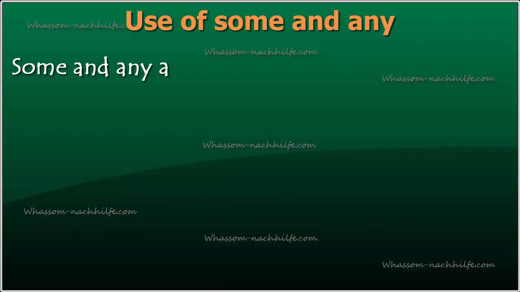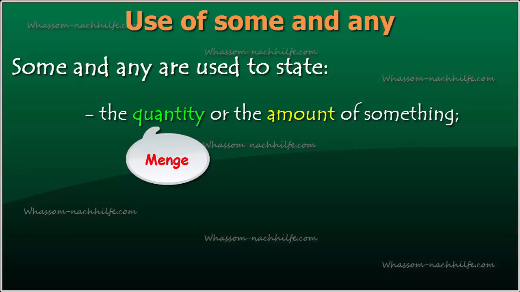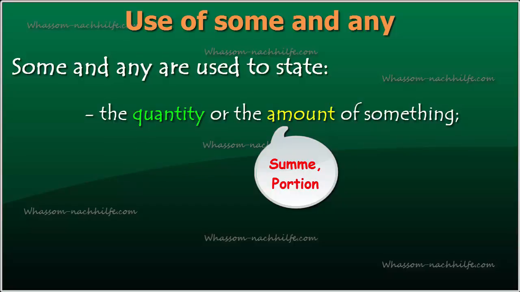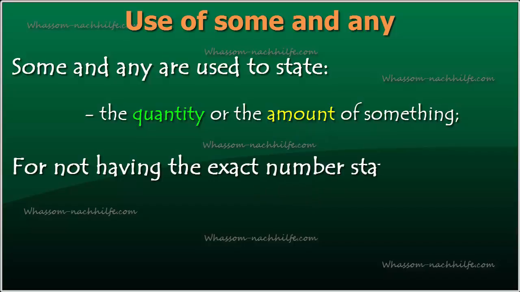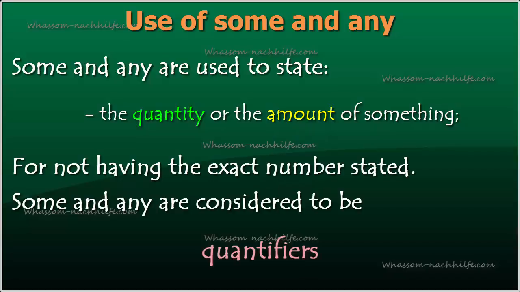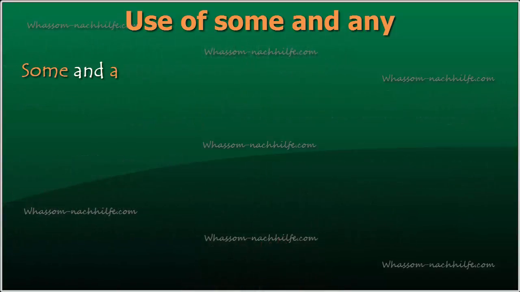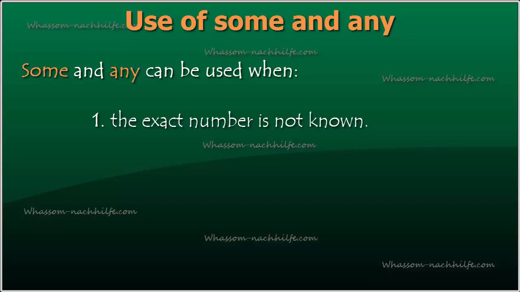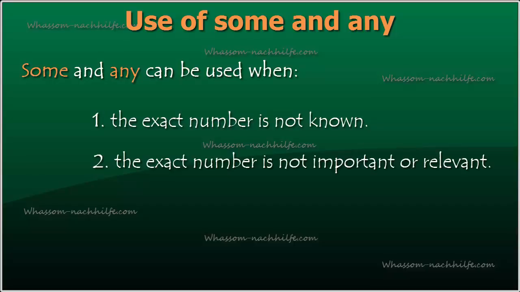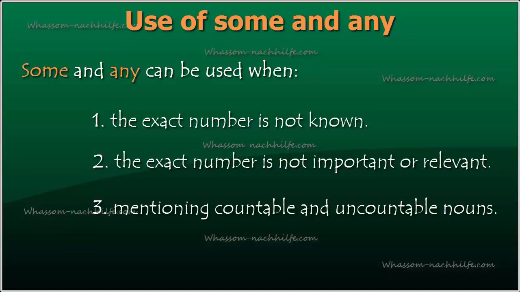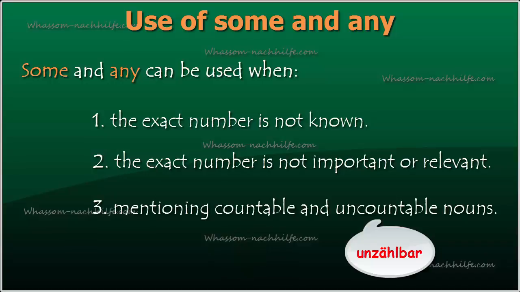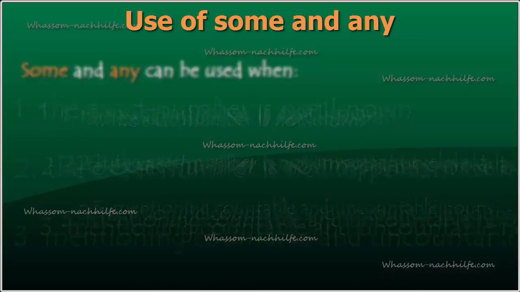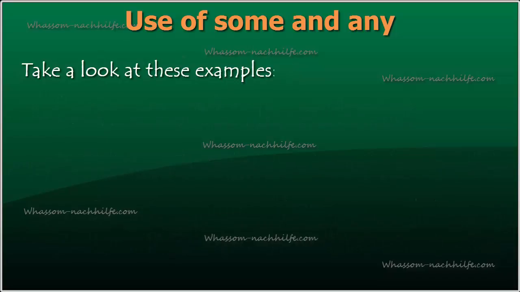Some and any are used to state the quantity or the amount of something, and for not having the exact number stated, they are considered to be quantifiers. So some and any can be used when the exact number is not known, the exact number is not important or relevant, and when mentioning countable and uncountable nouns. Take a look at these examples.